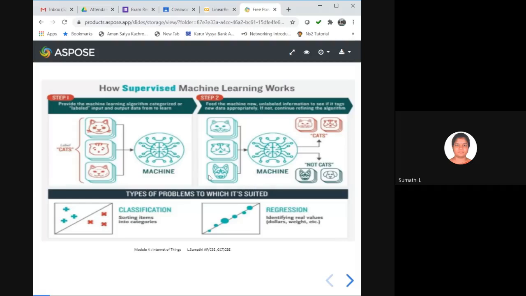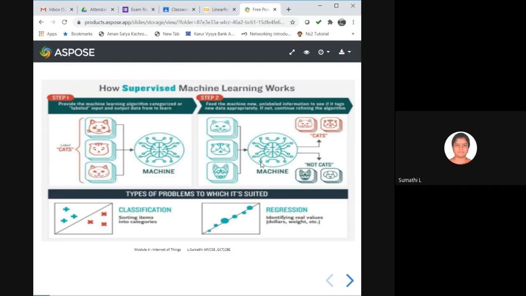If I give an image other than the cat, then the machine will tell this is not a cat, because it has learned what a cat is, right? So it will not tell it is an elephant or dog. Instead, it will tell it is not a cat, because I know what a cat is, right? This is your supervised machine learning.